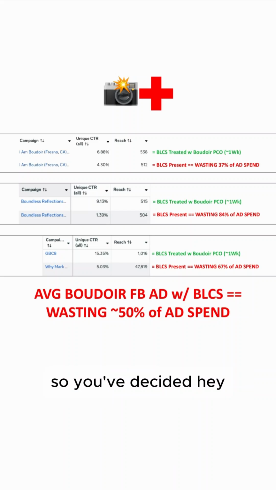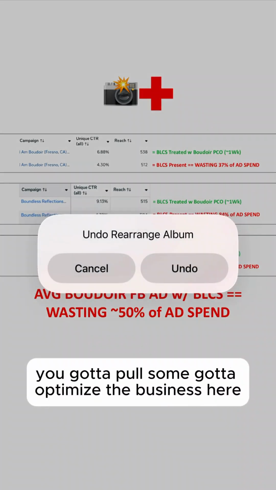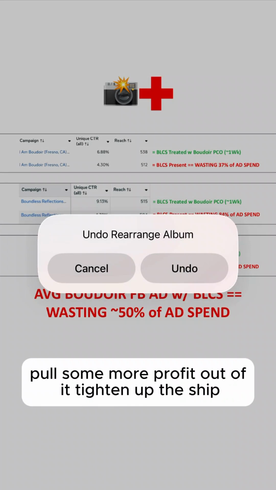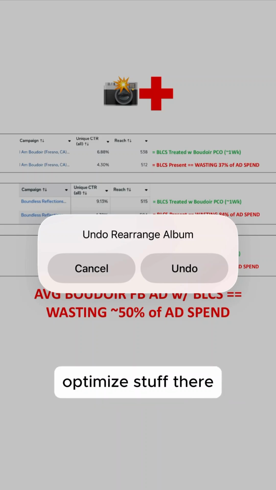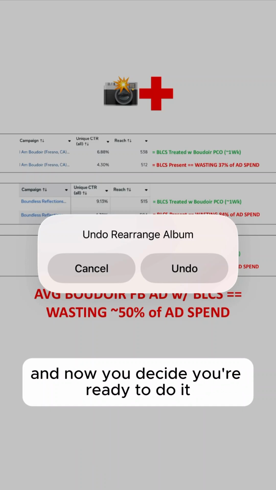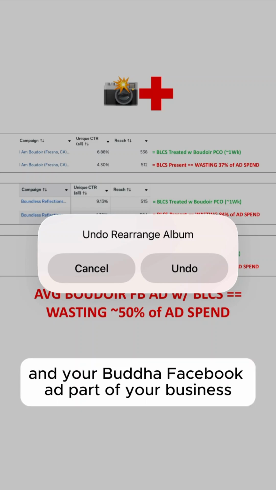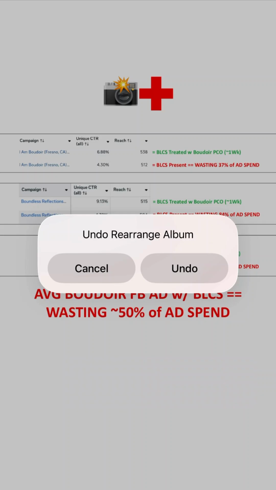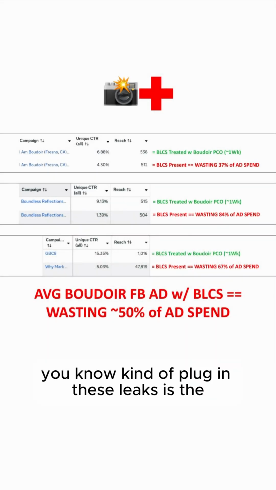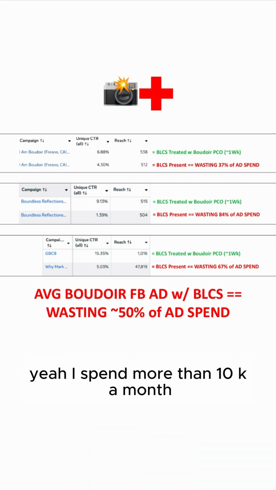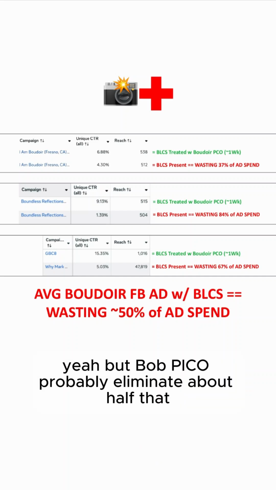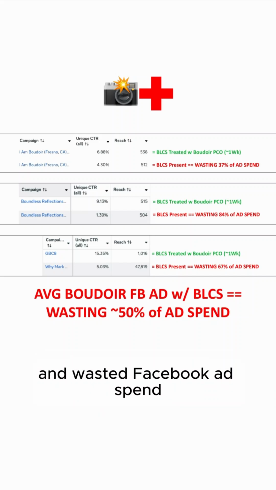And you're also seeing more inflation in life. Living costs go up, so you decided, hey, you've got to optimize the business here, pull some more profit out of it, tighten up the ship. So you've pulled out some profits from other places, optimized stuff there, and now you decide you're ready to do it in your Boudoir Facebook ad part of your business, plugging these leaks as the biggest first thing to do, and you spend more than 10K a month. So on average, Boudoir Pico probably eliminates about half that, about 5K a month approximately, in wasted Facebook ad spend.